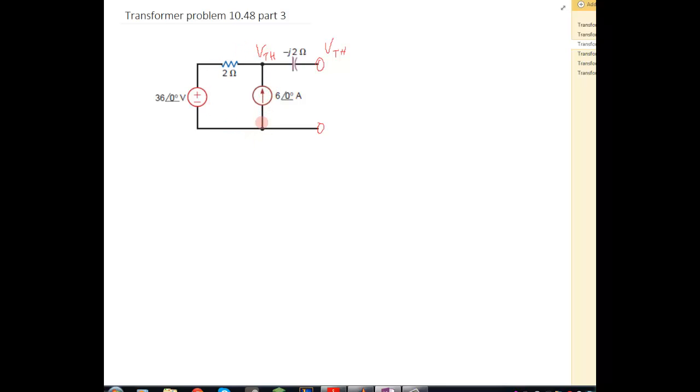So we have 6 amps going through this whole thing. Current doesn't divide anywhere, so the V over that resistor right there is 6 amps times 2 ohms equals 12 volts. This means that our Thevenin voltage is 36 plus 12.